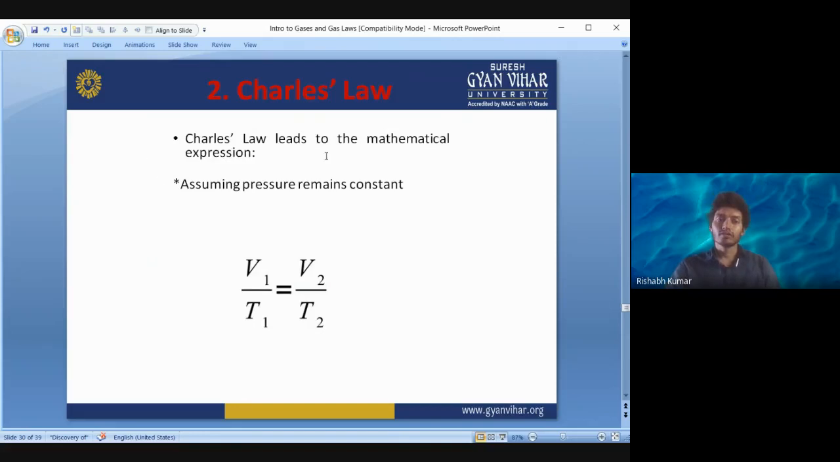Okay, Charles' law leads to the mathematical expression, assuming pressure remains constant and mass is also remaining constant. So V1 by T1, how is it like this? Because V is directly proportional to T. So if you move T from the right hand side to the left hand side, it becomes V by T equal to constant. So V1 by T1 is going to be V2 by T2, right? V1 is volume at the initial stage, T1 is temperature at the initial stage, V2 is volume at the final stage, and T2 is temperature at the final stage.